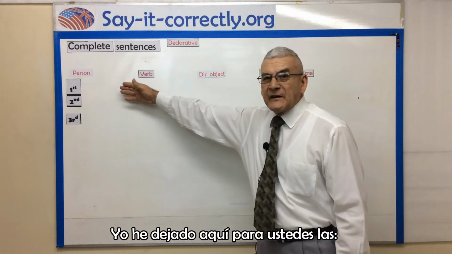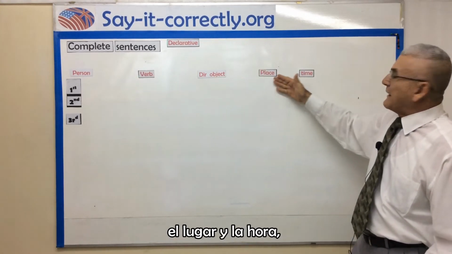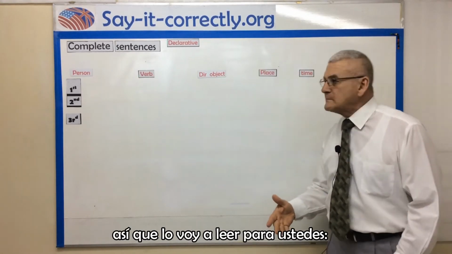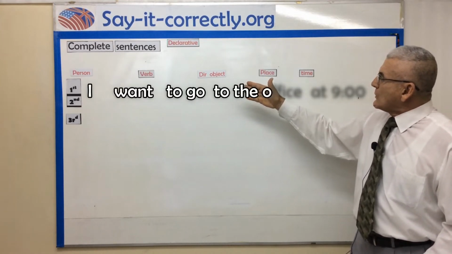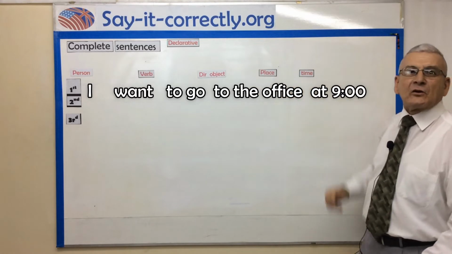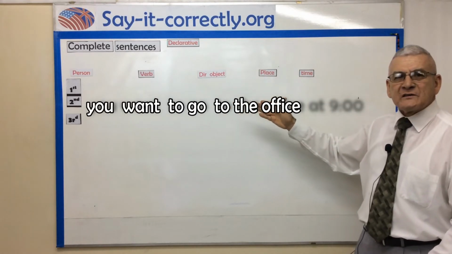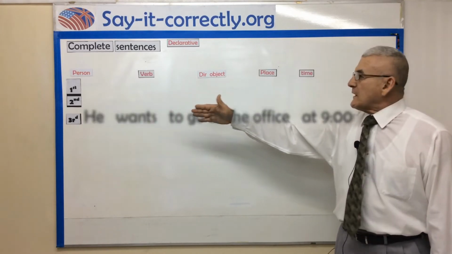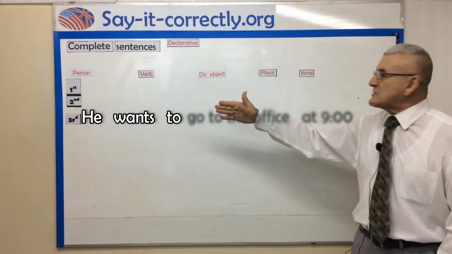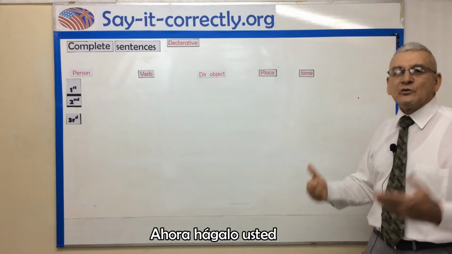Okay, I have left for you person, verb, direct object, place, and time. So I'm going to read it for you. I want to go to the office at 9 o'clock. You want to go to the office at 9 o'clock. Third person singular: he wants or she wants to go to the office at 9 o'clock. So now you do it.